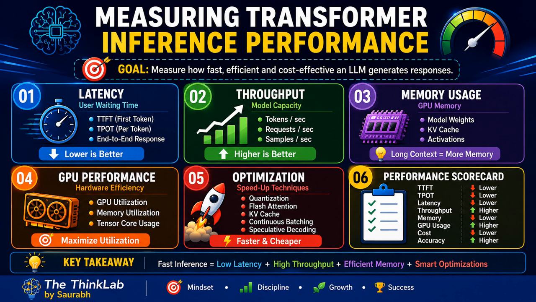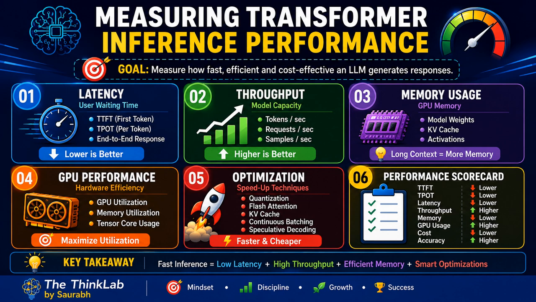Now we are moving to point number two, which is throughput. Throughput measures how much work the system completes. Instead of measuring one user, throughput measures the entire server. Typically, in the throughput measurement, there are several parameters we include: tokens per second, requests per second, and samples per second. Suppose one server processes 500 requests per minute.